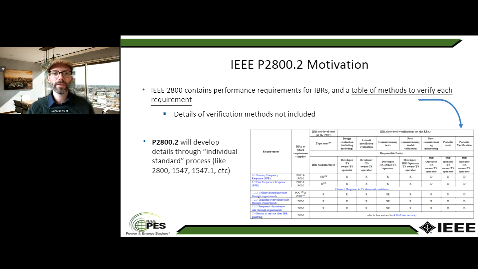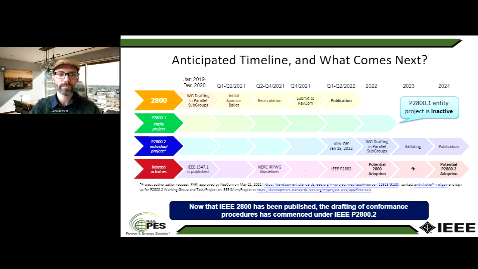I mentioned the 2800.2 process, which is really based on this table that is included in 2800 for the verification steps. And 2800.2 will develop the details for each of those steps throughout the individual standard process, which is common to standards like 2800, 1547, and 1547.2. So each one of you can get involved with your expertise.